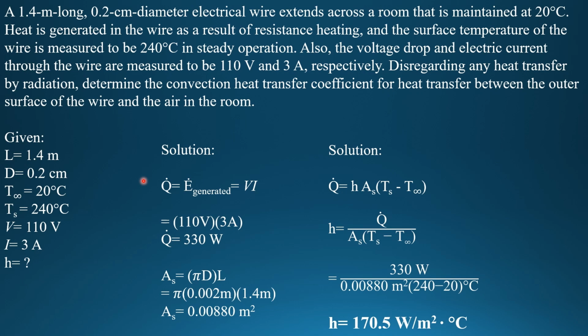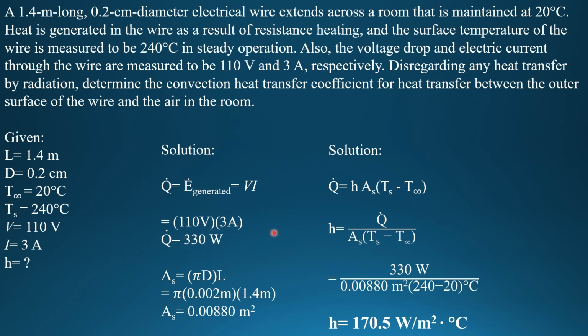And here is the solution. First, we have here the equation of our heat per unit time, that is equal to the energy generated of the object, that is also equal to the voltage times the current. And since we have these two values, we'll be plugging them into our equation. So we have here the energy generated of the wire, that is 110 volts times the 3 amperes, which will be given as 330 watts.